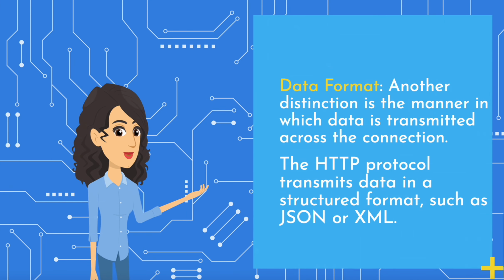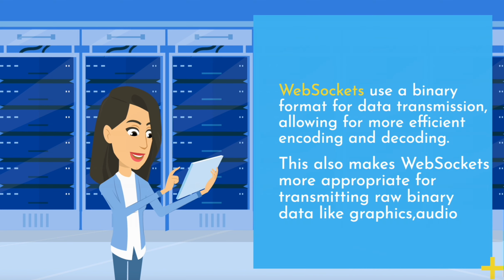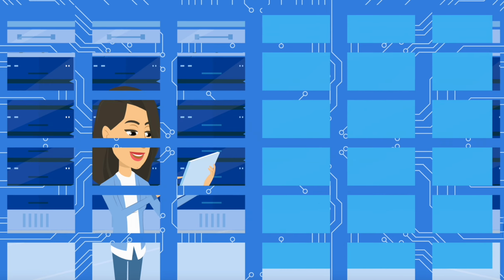Data format. Another distinction is the manner in which data is transmitted across the connection. The HTTP protocol transmits data in a structured format, such as JSON or XML. WebSockets use a binary format for data transmission, allowing for more efficient encoding and decoding. This also makes WebSockets more appropriate for transmitting raw binary data like graphics, audio.